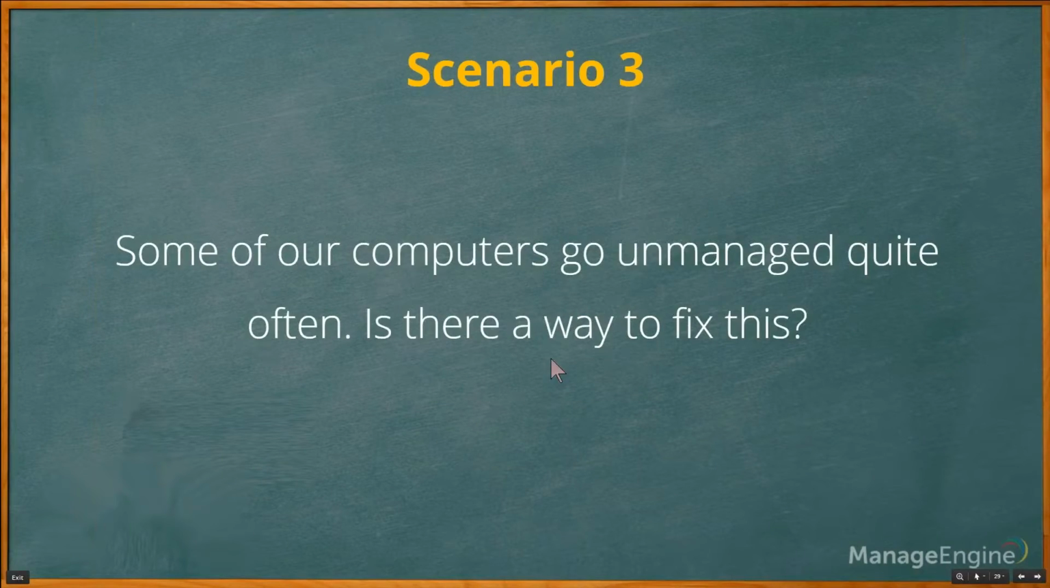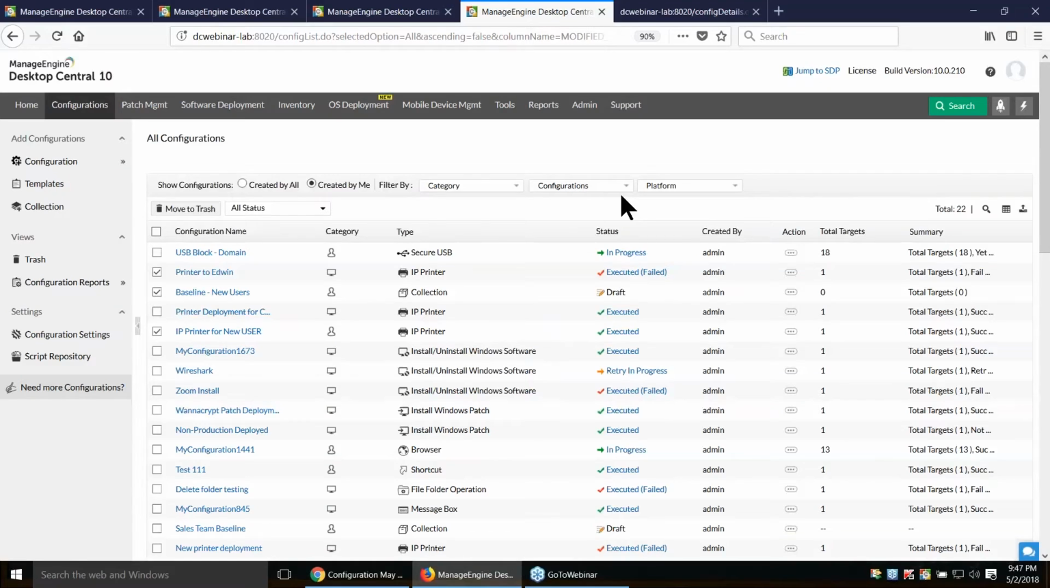Scenario 3, some of our computers go unmanaged quite often. Is there a way to fix it? Now, mostly a machine may go unmanaged probably because they have stopped the agent service or if they have uninstalled the agent application from the machine completely.